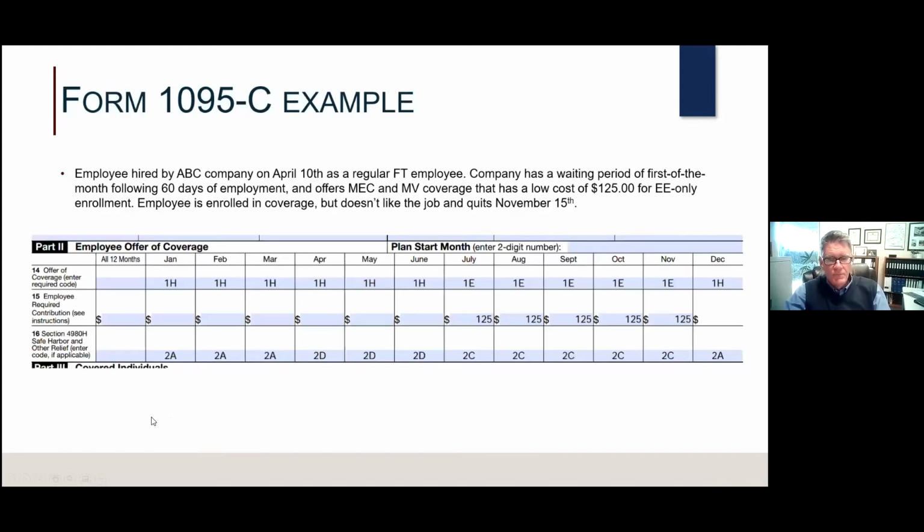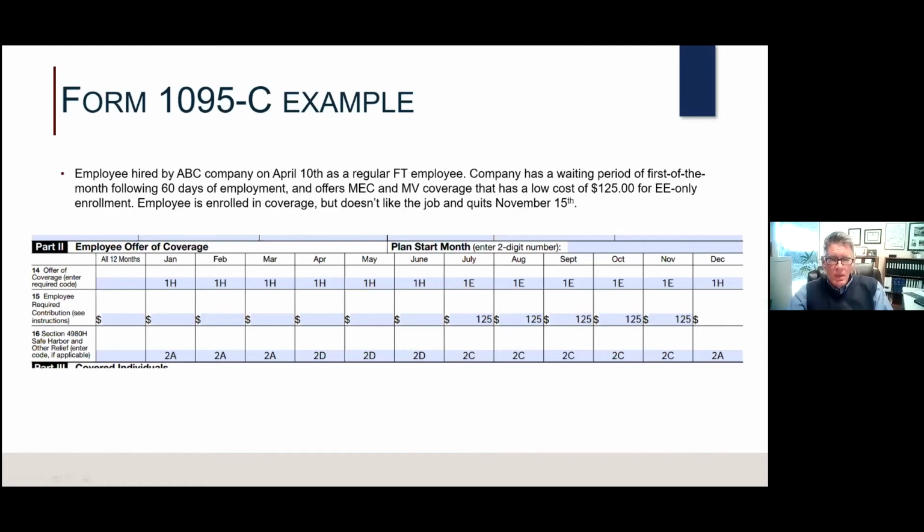This is an example of what a typical 1095-C might look like. This is a correct form. This is an employee who was hired in April as a full-time staff person. The company has a waiting period of the first of the month following 60 days of employment, which is fairly common. The company offers ACA compliant coverage. The low cost is $125 for employee-only enrollment. The employee in this case is enrolled in coverage, and then they quit in November.